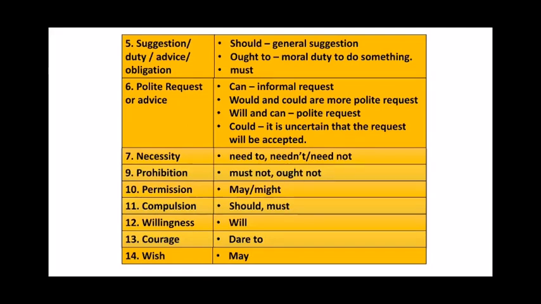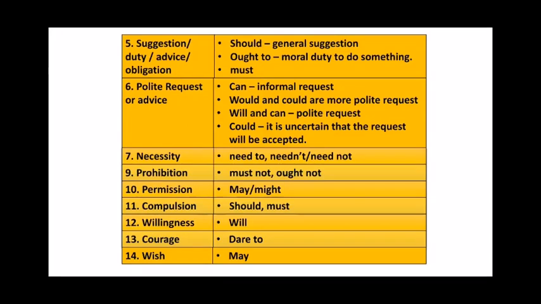Next, would and could are more polite requests. So these are also used for requesting something. Next is will and can. This is again a polite request. Will you come to the party? So here you are requesting politely. Next is could. It is uncertain that the request will be accepted.